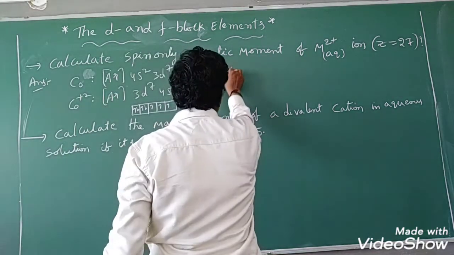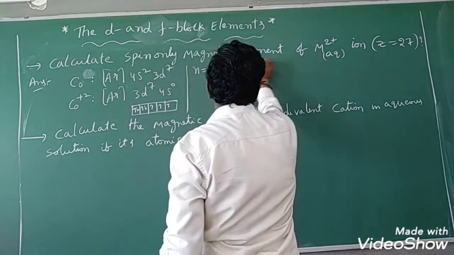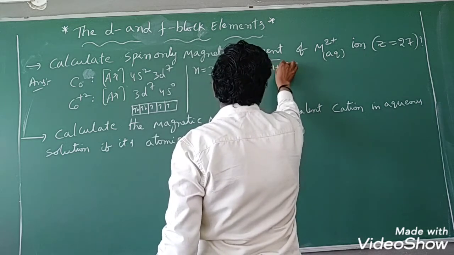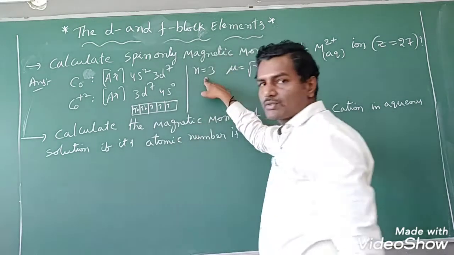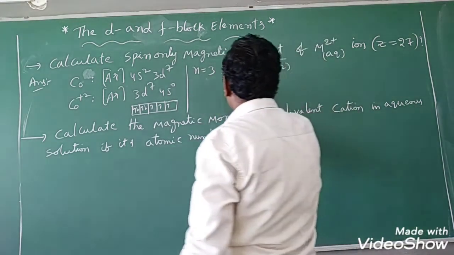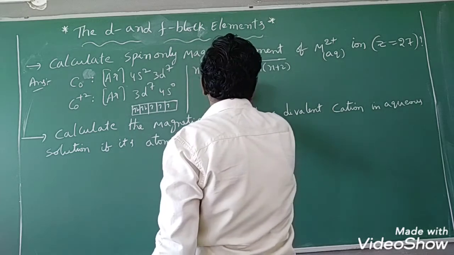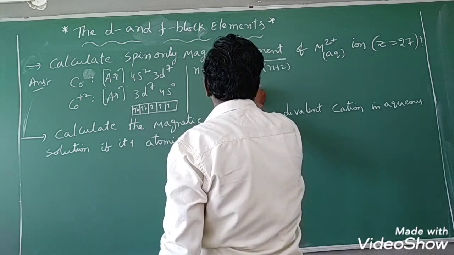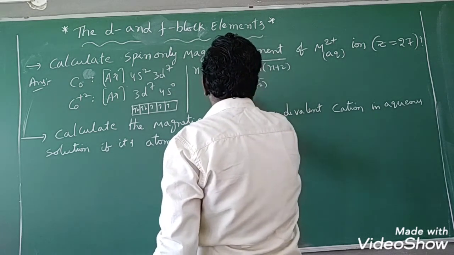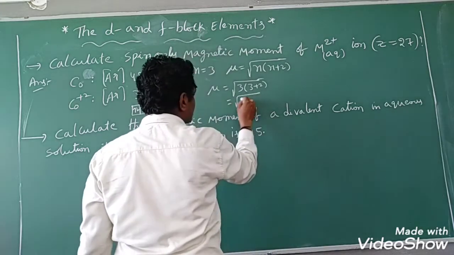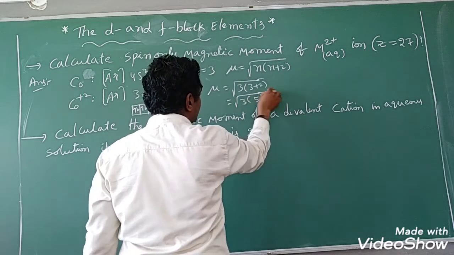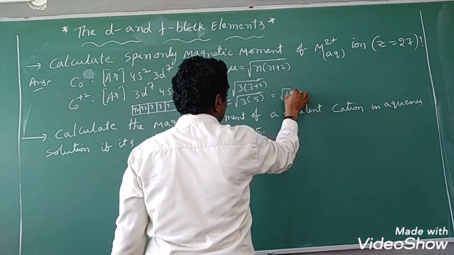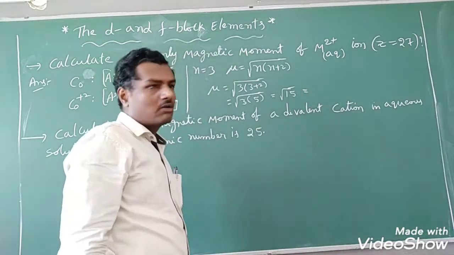Then what is the magnetic moment formula we have? Mu is equal to square root of n into n plus 2, where n is 3. You can substitute that 3 here and you will get the answer. Mu is equal to square root of 3 into 3 plus 2. 3 into 5 is 15, right? So how do we find the value of root 15?